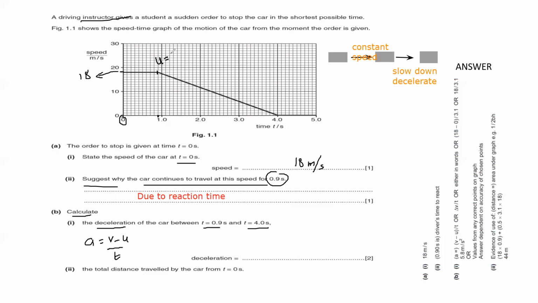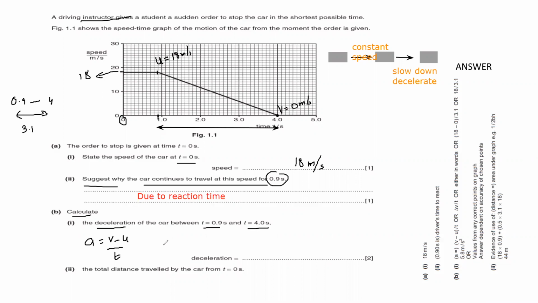At this moment the speed is 18 meters per second. And what is the value of the final velocity? Because the car stops, the final velocity is 0. And what about the time interval? The time interval is from 0.9 to 4 seconds, because it starts from 0.9 and ends at 4. So the time interval is equal to 3.1 seconds.